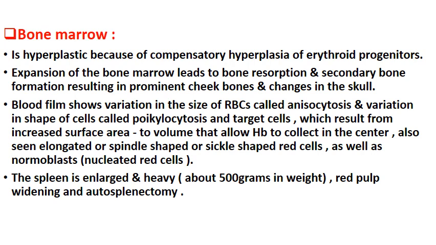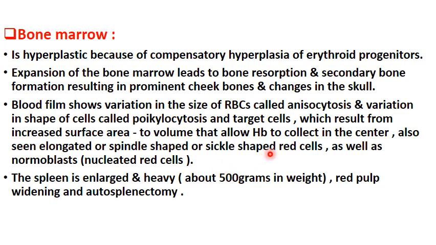Blood film shows variation, so it is called anisopoikilocytosis. Anisocytosis is change in the size of red blood cells, while variation in the shape of cells is called poikilocytosis, with target cells. What is the target cell? An RBC where the hemoglobin collects in the center. Why? Because of the increase in the surface area to volume ratio, which allows the hemoglobin to collect in the center.